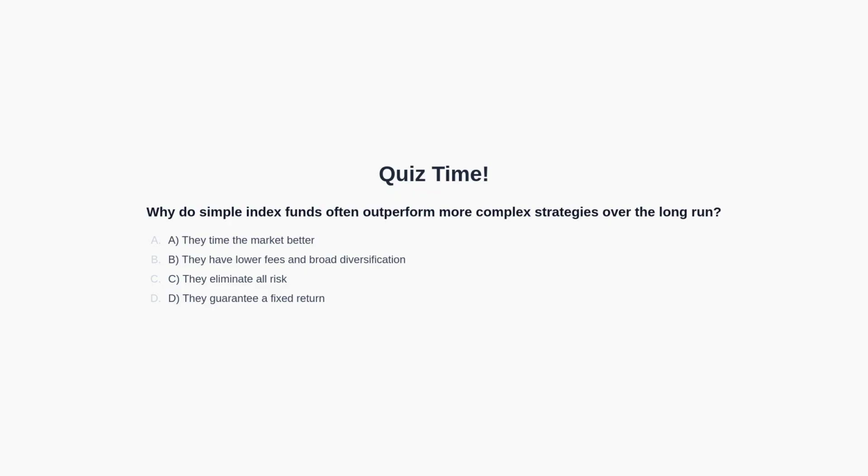The question is, why do simple index funds often outperform more complex strategies over the long run? The options are: A. They time the market better. B. They have lower fees and broad diversification. C. They eliminate all risk. And D. They guarantee a fixed return. You may pause the video now to consider the options. We will reveal the answer next.